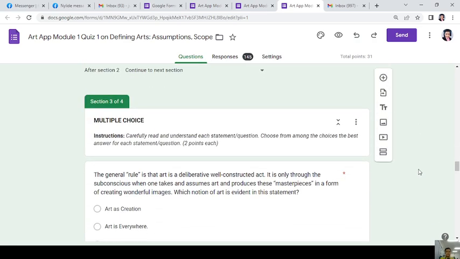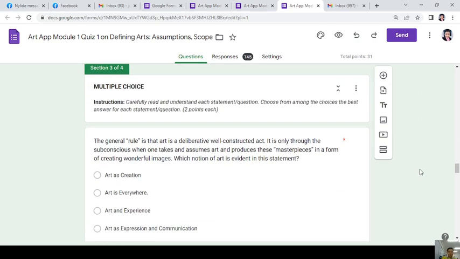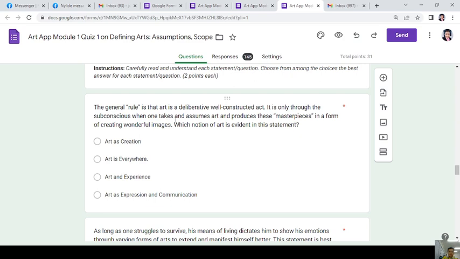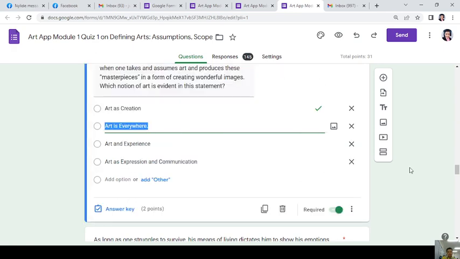Now, here, multiple choices. The general rule is that art is a deliberative, well-constructed act. It is only through the subconscious when one takes and assumes art and produces these masterpieces. The word is masterpieces. The correct answer is art as creation.